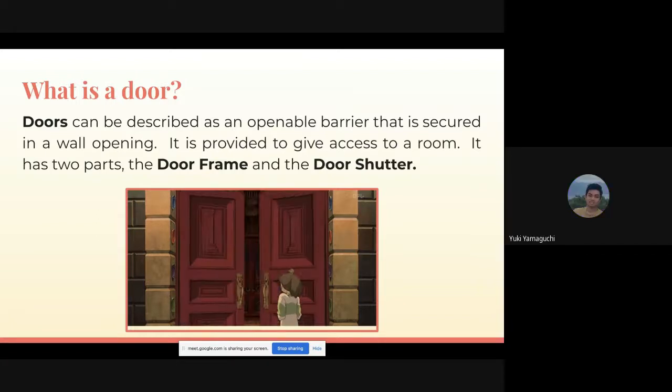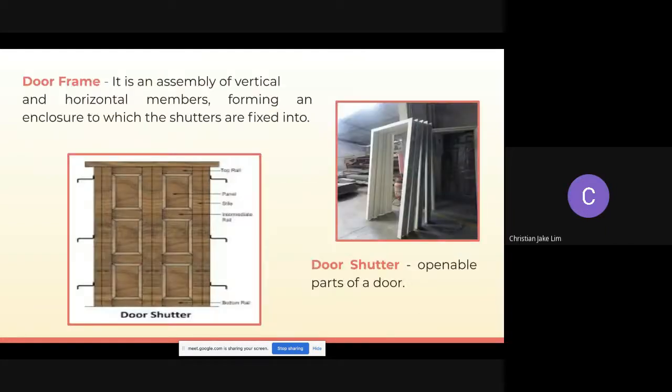I guess the term door is in itself a collective term since a natural door has many parts. There are parts for the door frame and there are parts also for the door shutter. So the doors mainly have two parts, which are the door frame and the door shutter. So what is a door shutter? A door shutter is an openable part of a door.